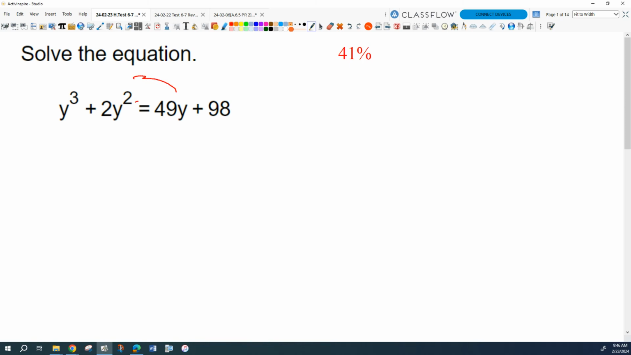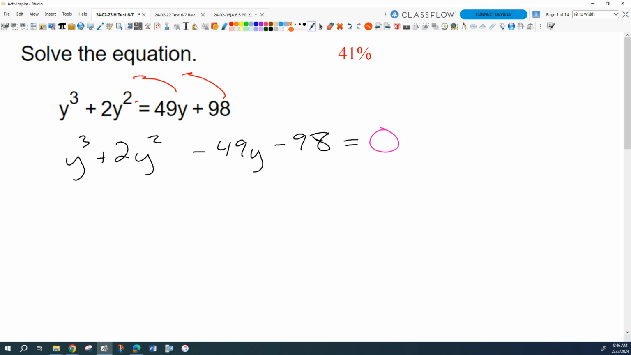Terms over to the other side, we get y cubed plus 2y squared minus 49y minus 98 equals 0. Perfect. Step one. Now what? Okay, and how come? Let's think strategically here. What's our strategy on the left side of this equation now?